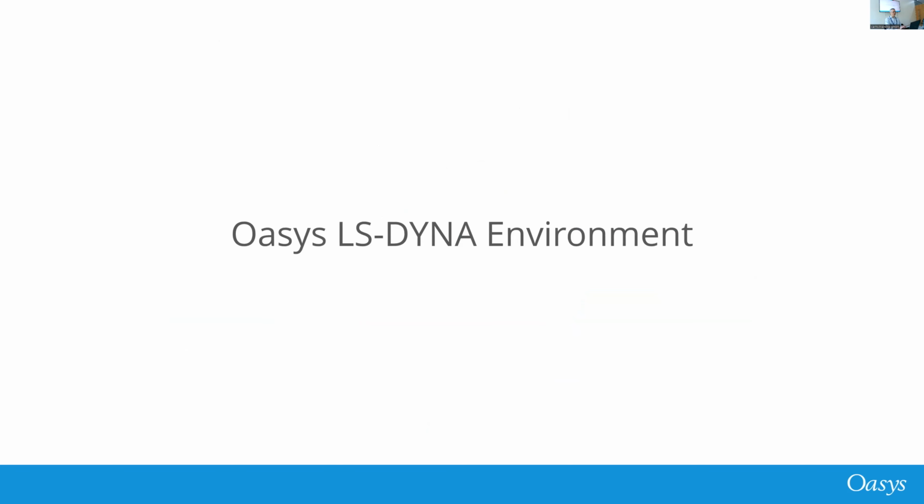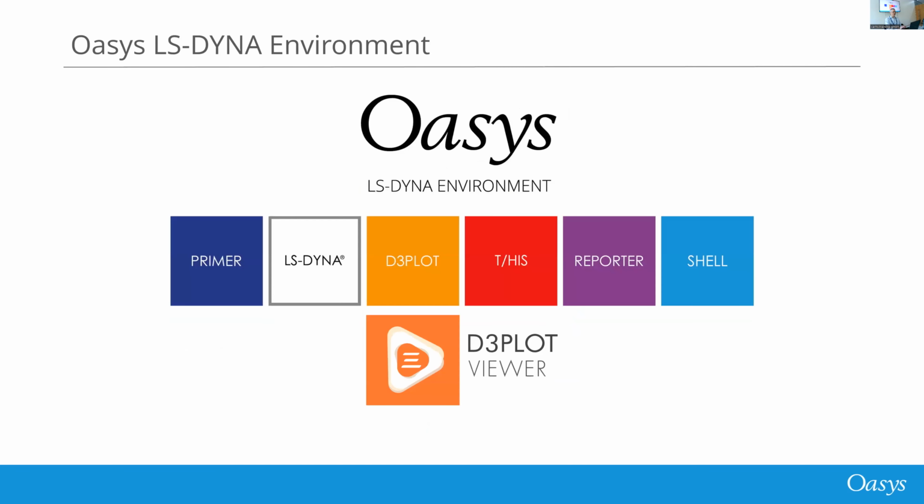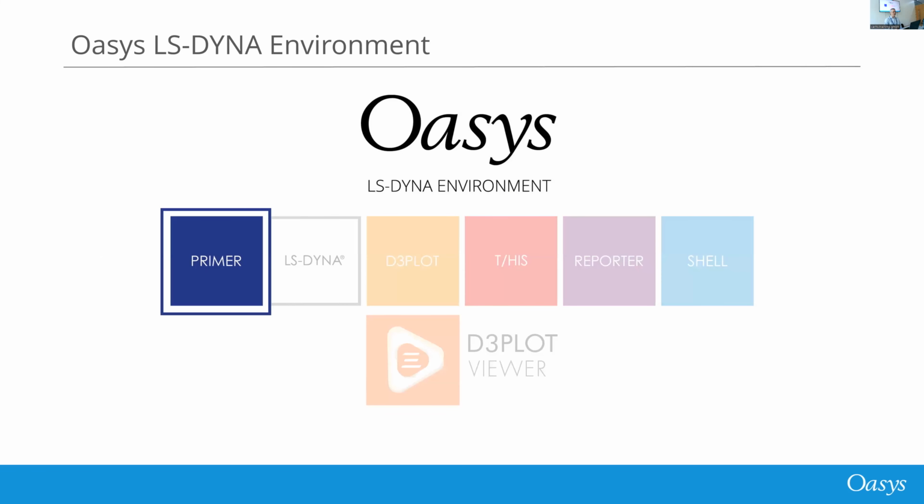So, back to the Oasys LS-DYNA environment and go through the products in turn. So, first off, we have Primer. Oasys Primer is a preprocessor designed to make preparation and modification of DYNA models quick and as simple as possible. So we have extensive tools that help you set up models, manipulate those models, and crucially, lots of validation checks that make sure that when you run in LS-DYNA, you'll be getting the correct results out. You can have confidence in your results.